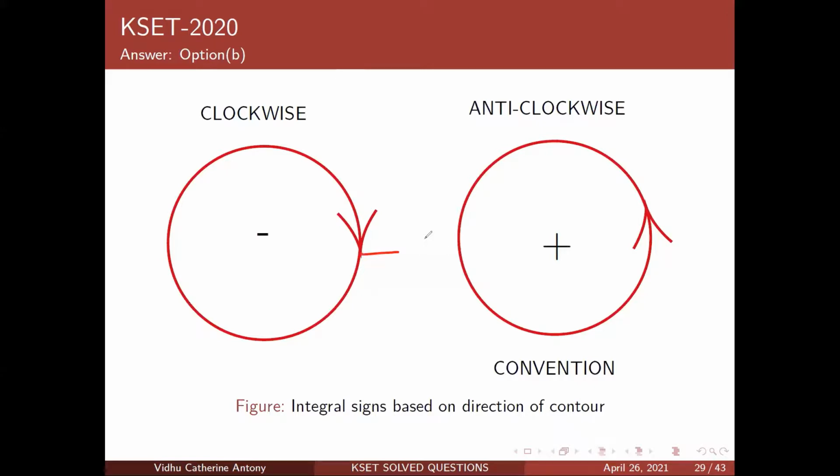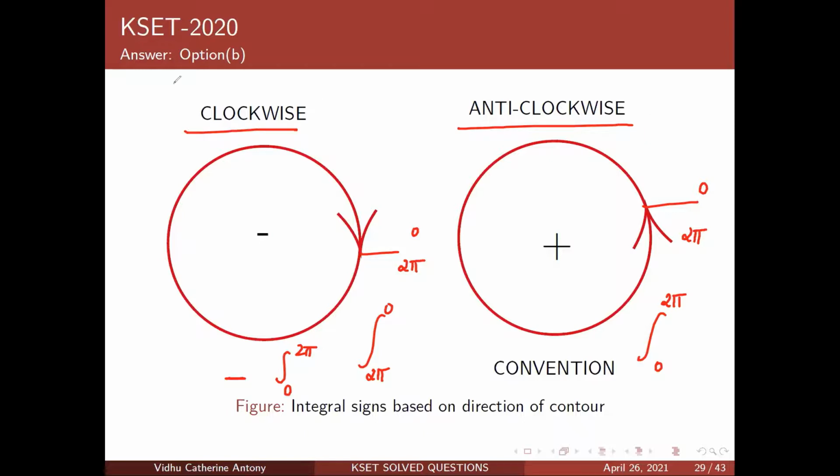Basically, when you're going clockwise, you're starting from 2 pi and going off to 0. In the case of anti-clockwise, you're starting from 0 and going off to 2 pi. So when you integrate this, you're getting 2 pi to 0, and in the other case you're going from 0 to 2 pi. So you basically have to swap these limits and put a negative sign. That's why this negative and positive sign come up. By convention, the contour's direction is always assumed to be anti-clockwise.